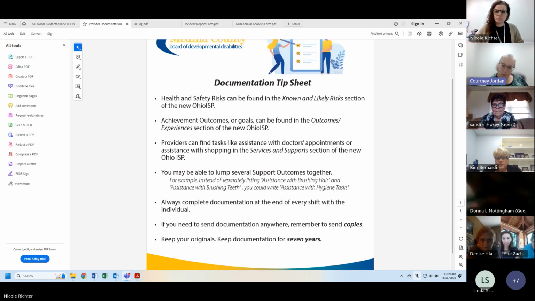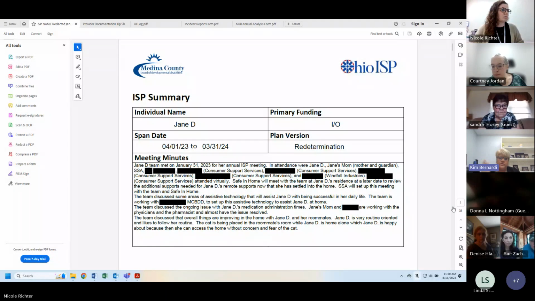And then, Kim, did you want to? Yes. Now we're going to go over a sample of an Ohio ISP. It's a real ISP, but we redacted the names in it. So I can show you the sections compared to what the gatekeeper ISPs look like.